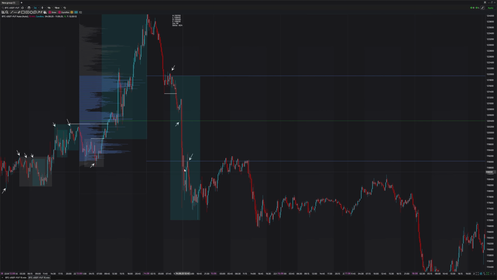Altogether, the move was more than 4%. Toward the end of the day, there was still a solid reaction of around 1.7%, about 200 ticks with a price step of 10.